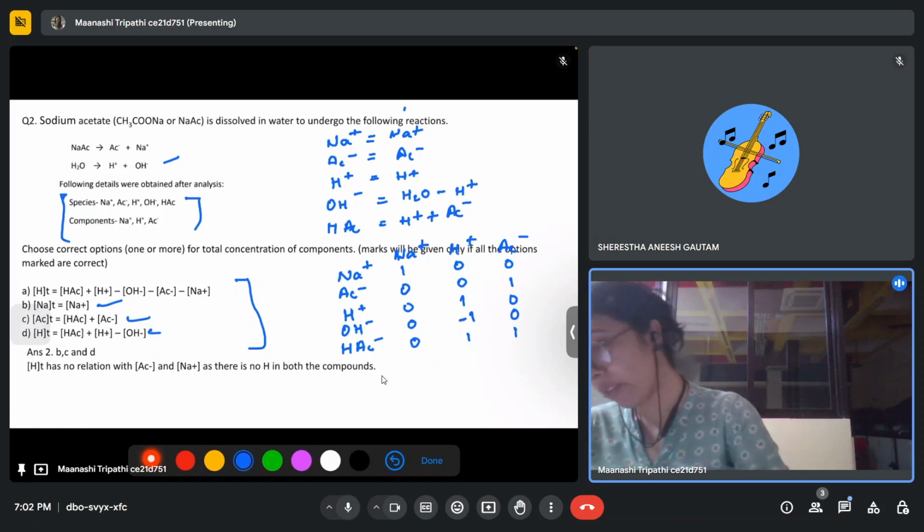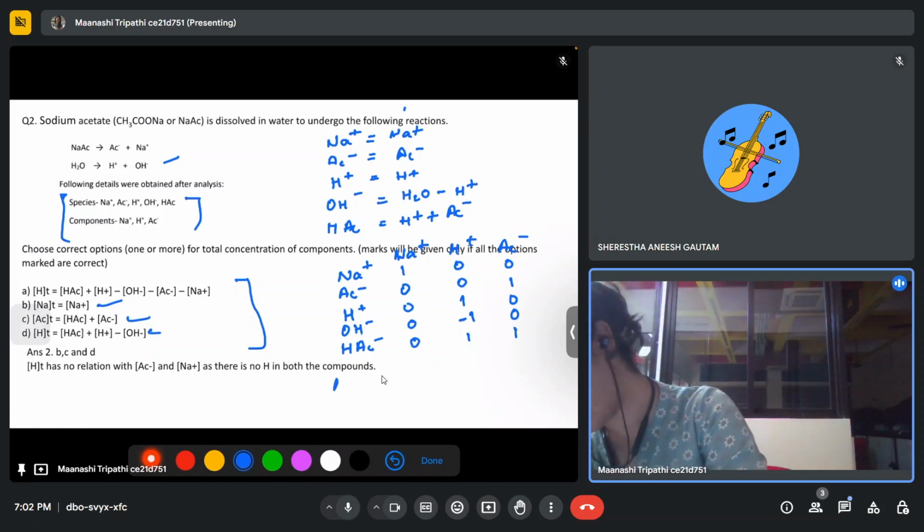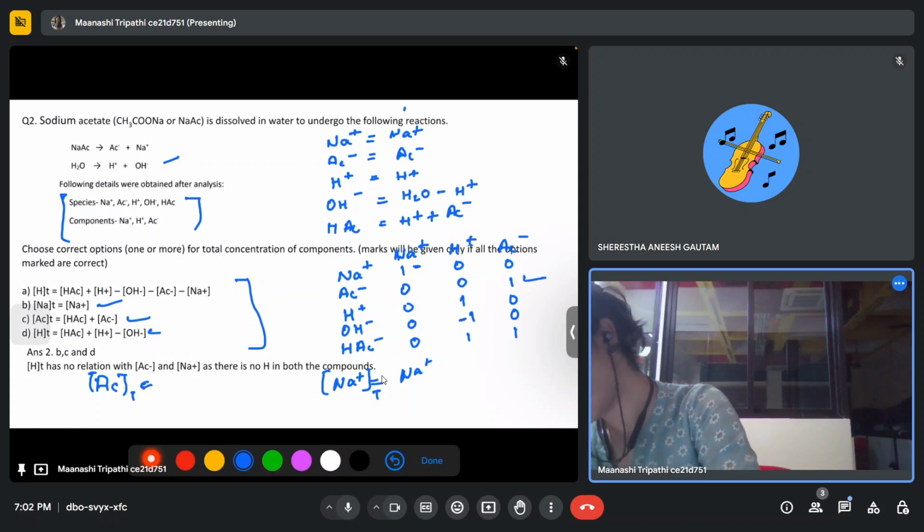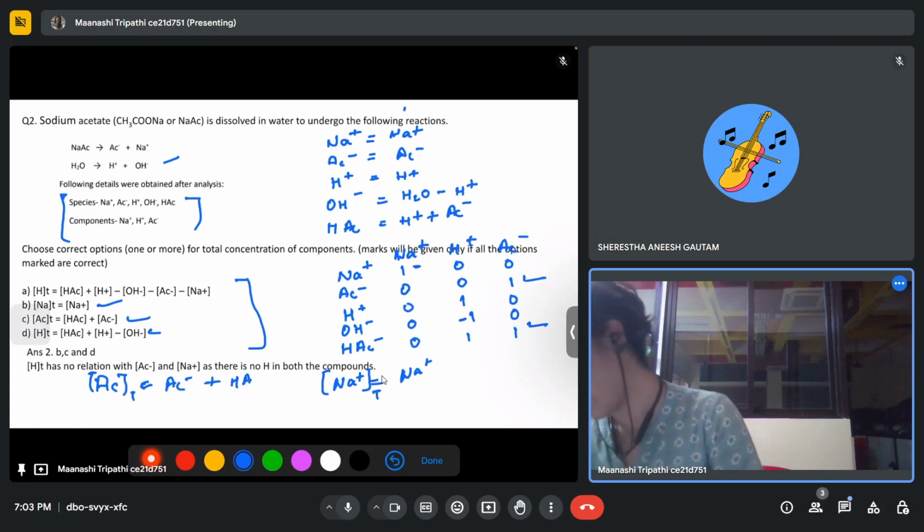Okay. Now when we write it for Na plus, we have just this one. So Na total. For Ac total we have 2. So what are these two? One is this and other is this. So Ac negative plus HAc. So option number C is also correct.